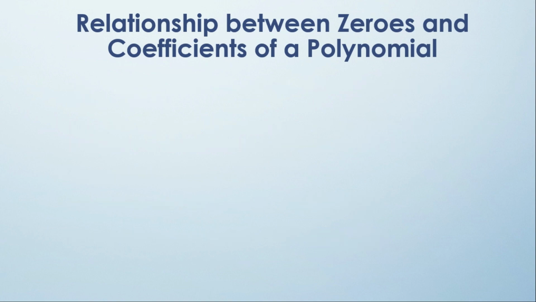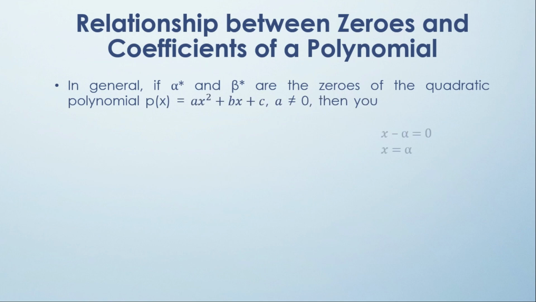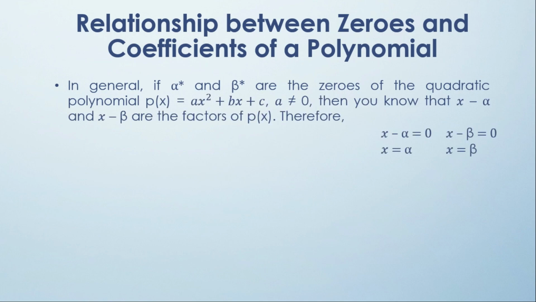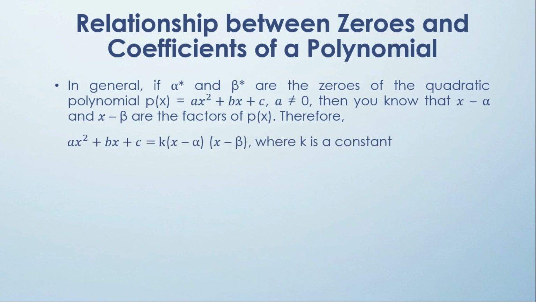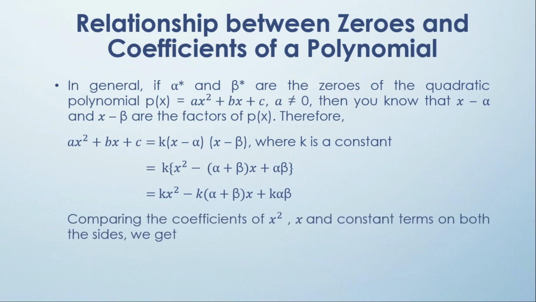From this, it can be concluded that if alpha and beta are the zeros of the quadratic polynomial p of x of the form ax square plus bx plus c, where a is not equal to 0, then we know that x minus alpha and x minus beta are the factors of p of x. Therefore, ax square plus bx plus c is equal to k of x minus alpha into x minus beta, where k is a constant, which gives us k x square minus k of alpha plus beta x plus k alpha beta. If we compare the coefficients of x square, x and constant terms on both the sides, we get a is equal to k, b is equal to minus k of alpha plus beta, and c is equal to k alpha beta.